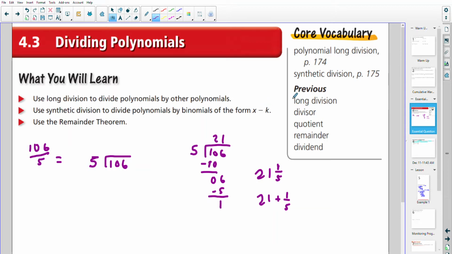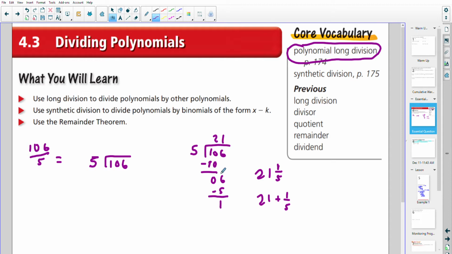4.3, dividing polynomials. In this part, we're going to be looking at polynomial long division. To remind you on how to do long division, let's look at dividing 106 by 5. You take 5 into 106, and the question is, what number times 5 gives you 10? 2 does. Subtract down and bring down the 6.